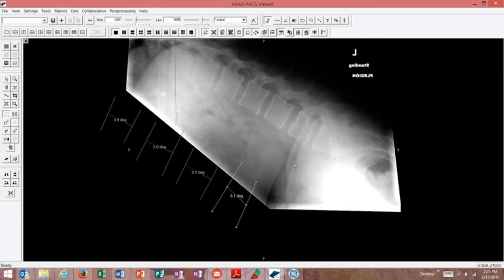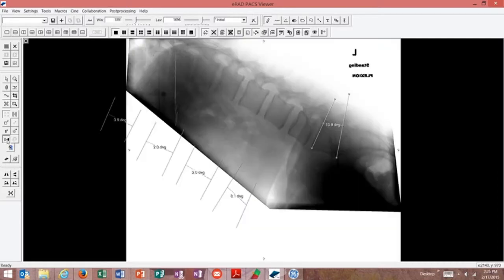And then L5, S1 would be right about here. And I can't really see that disk space very well. One thing that we can do is we can invert the image to see better if we have this disk space properly here. And it's just difficult to visualize.